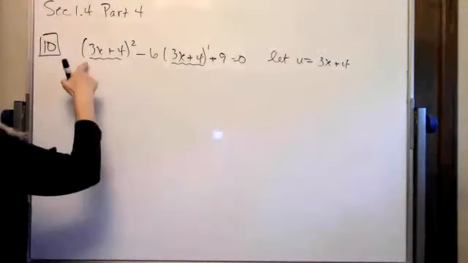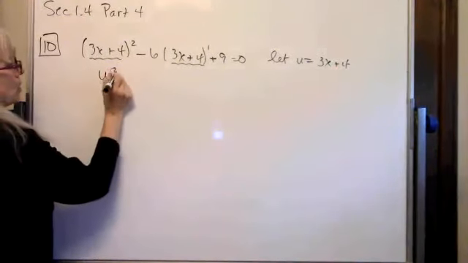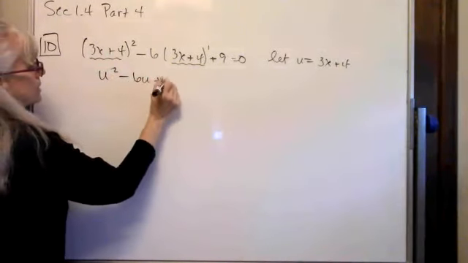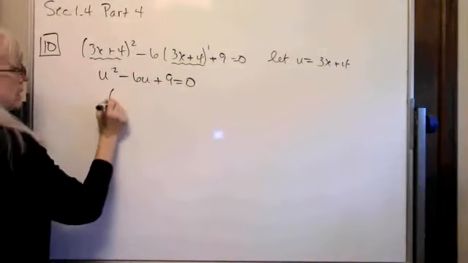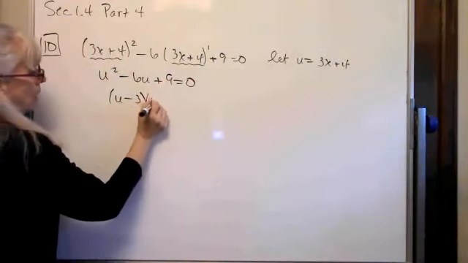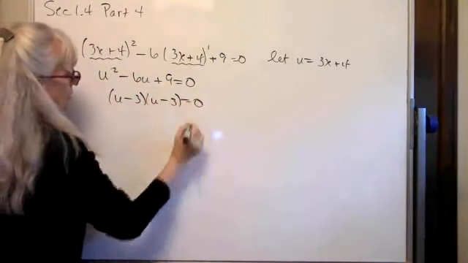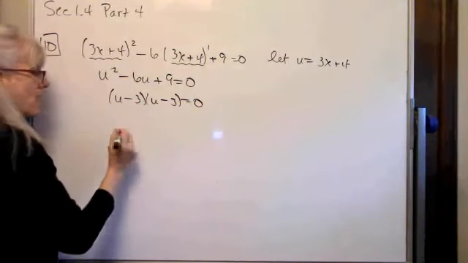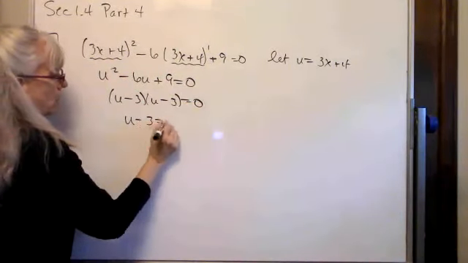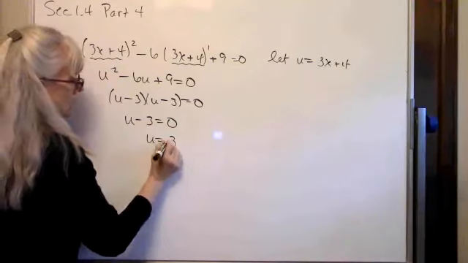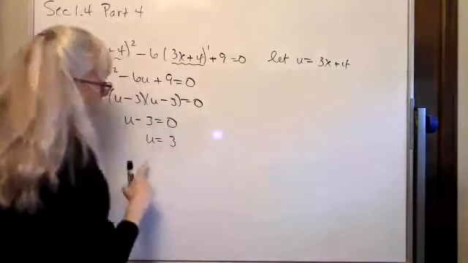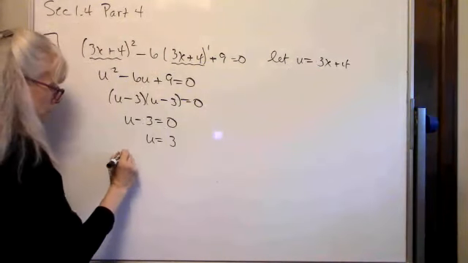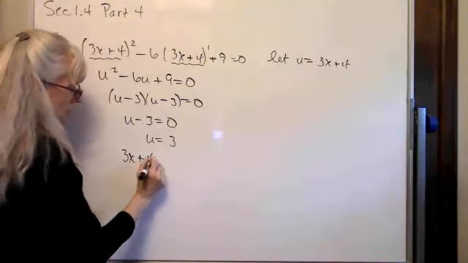If I do that, then I can replace the first one with u squared minus 6u plus 9, which then factors really easily into u minus 3 and u minus 3. Now, because they're the same factors, I really only need to walk one of them forward. Let's see that u is equal to 3. Then we'll unsubstitute. So now we're going to put the 3x plus 4 in place of that u. So 3x plus 4 is equal to 3.